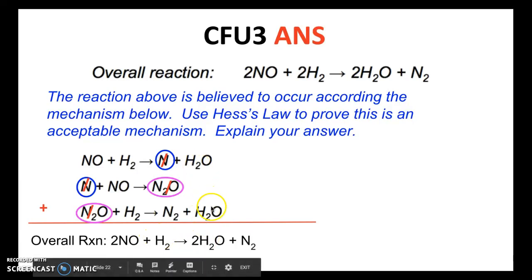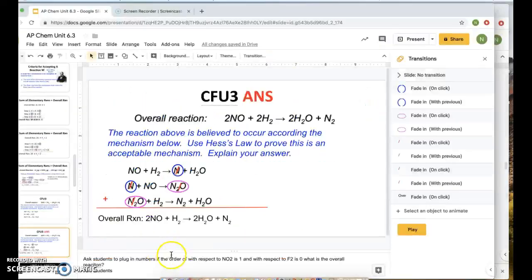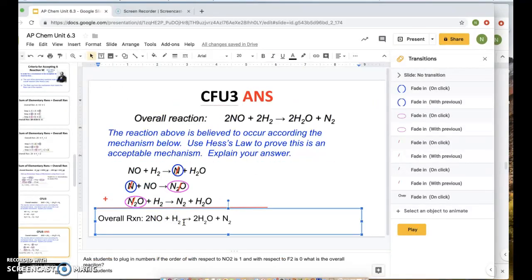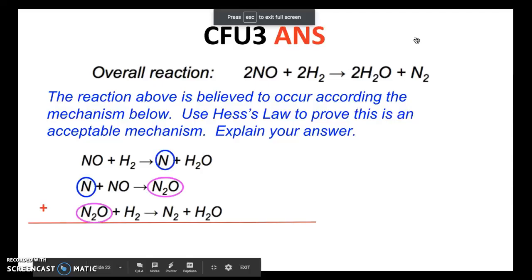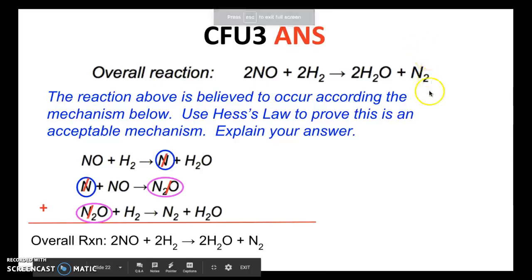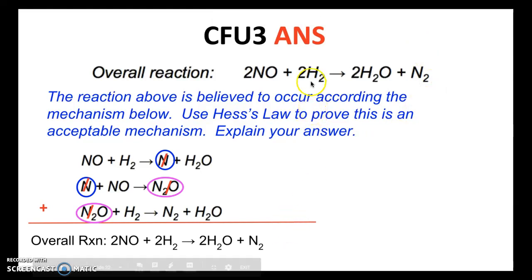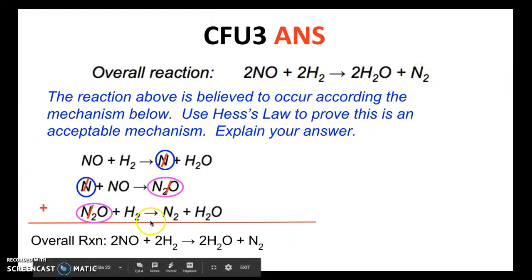On the product side, we have 2 waters and 1 N2. So let me just quickly go ahead and change that so we have that there. There we go. Okay. So that matches our overall reaction. So according to Hess's law, this mechanism is reasonable, or is acceptable.